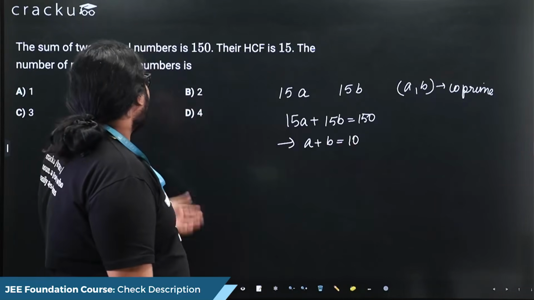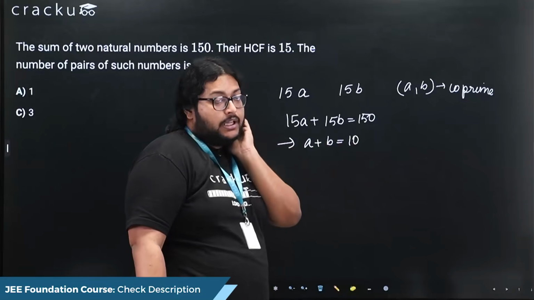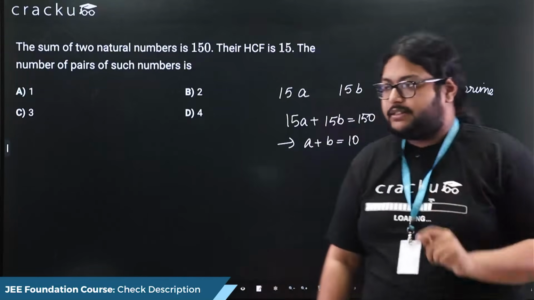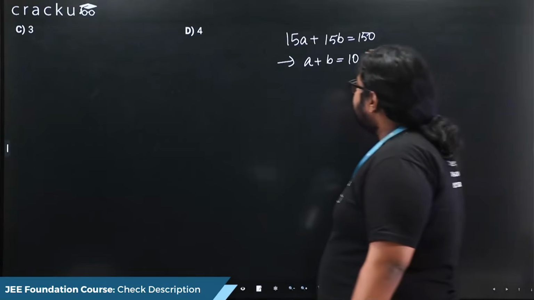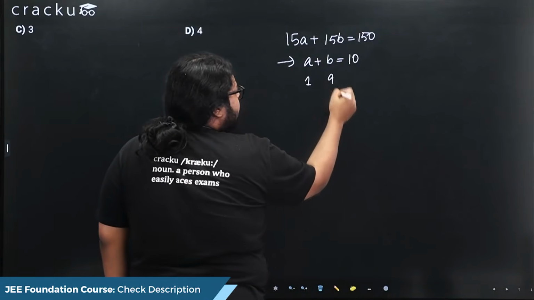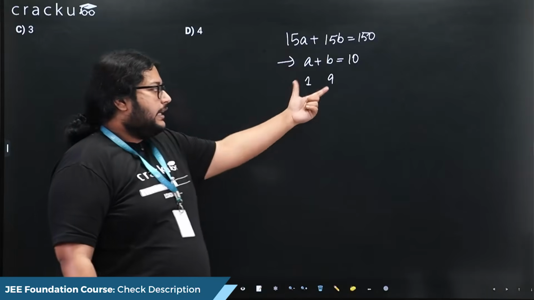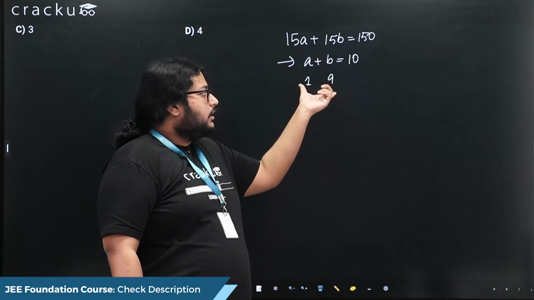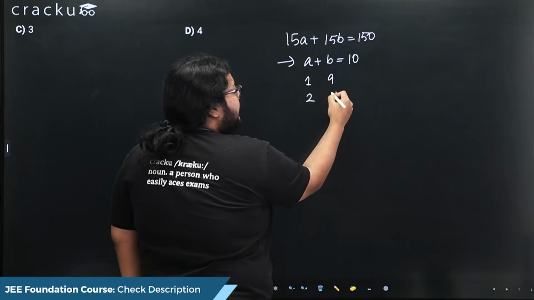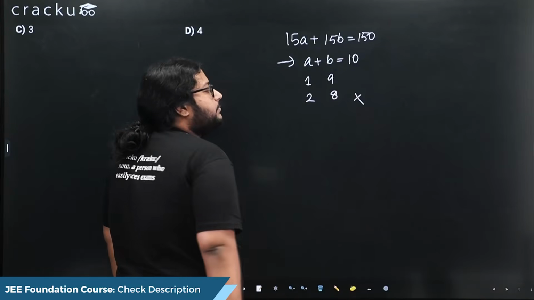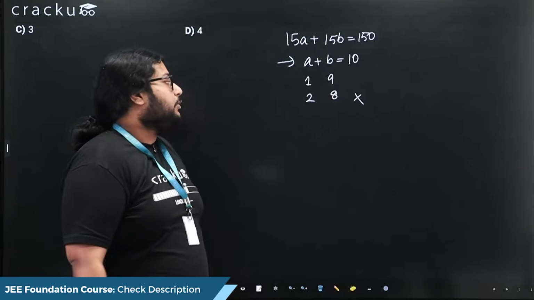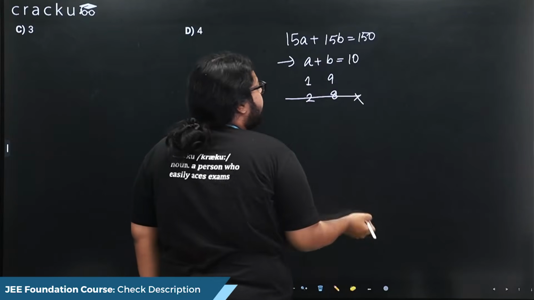Now I need to figure out the number of pairs of A and B. A and B have to be such that there are no common factors between them. So let's do simple hit and trial. A can be 1, then B is 9. This is fine, because 1 and 9 do not have any common factors. If A is 2, then B is 8. But this is not acceptable. Why? Because 2 and 8 have a common factor 2. I want A and B to be co-prime. So this is not there.